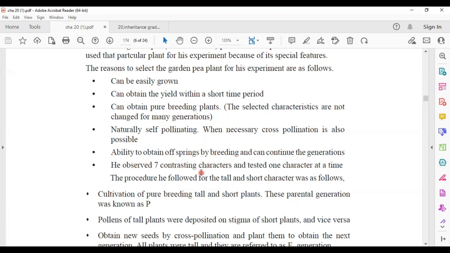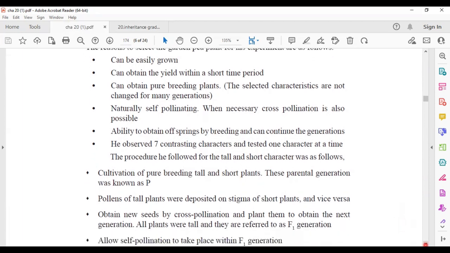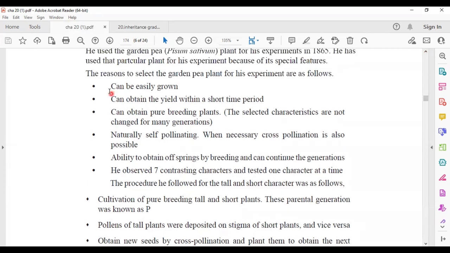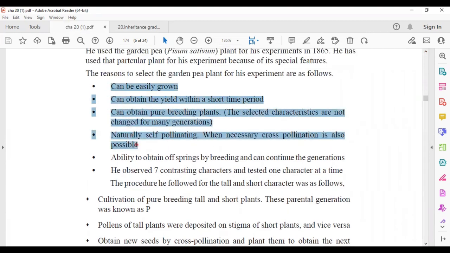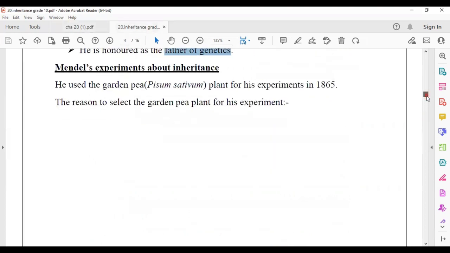And he observed seven contrasting characters and tested one character at a time. Those are the reasons you should remember as the reasons why he selected this garden pea plant to do these experiments. Those five features are there. You see the other part of the note.